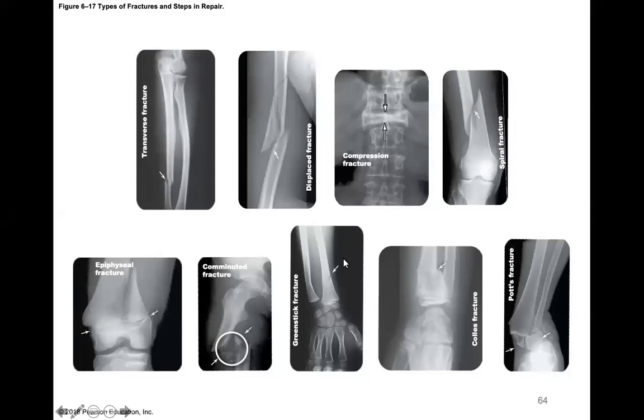Greenstick. Greenstick is the most common type of break. With a greenstick fracture, this is sort of a crack in the bone, and it's not something that goes throughout the entire bone. Okay. And I mentioned epiphyseal earlier, and epiphyseal is a break along the epiphyseal plate.